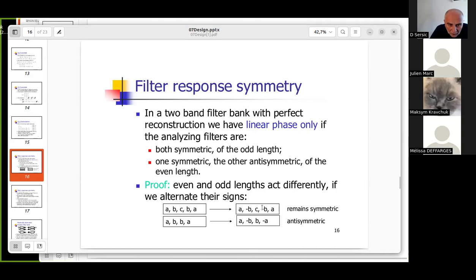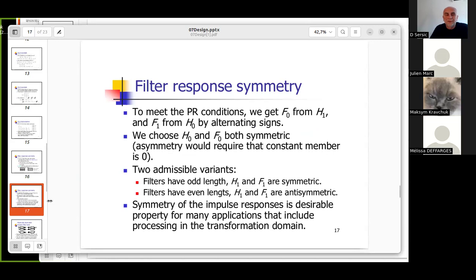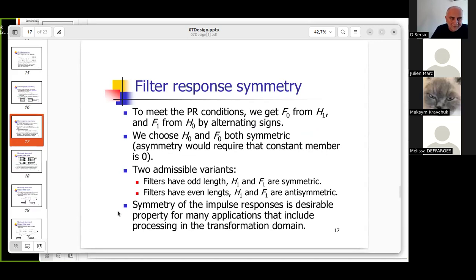If you have odd lengths, you only change every second sign and it remains symmetric. But if they have an even length, they become anti-symmetric, which also fills in the category of linear phase filters. So here is, let's say, the resume of that story.